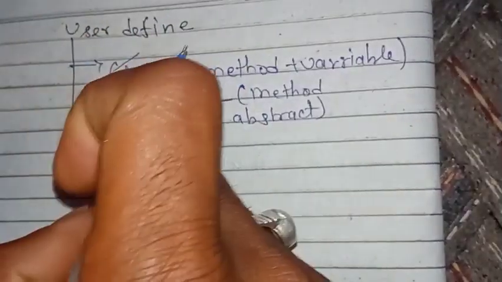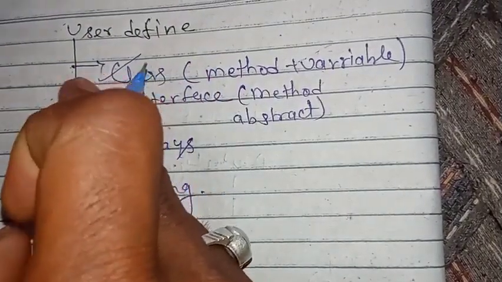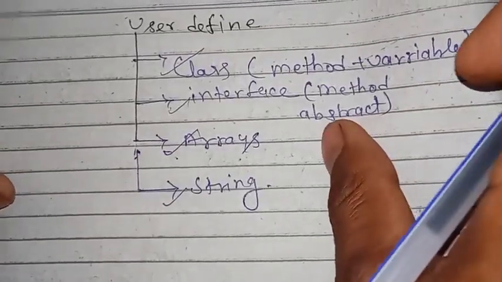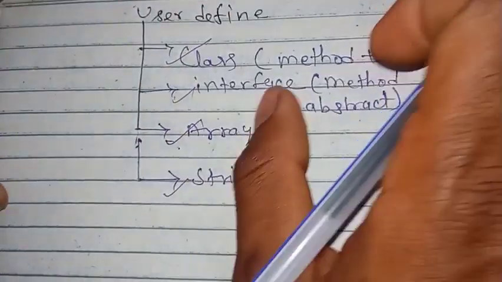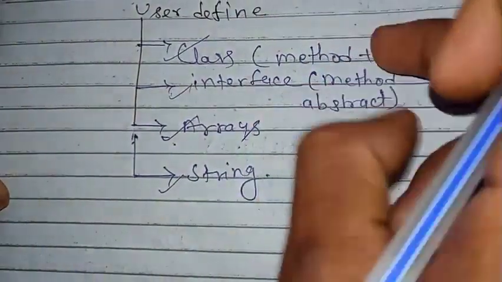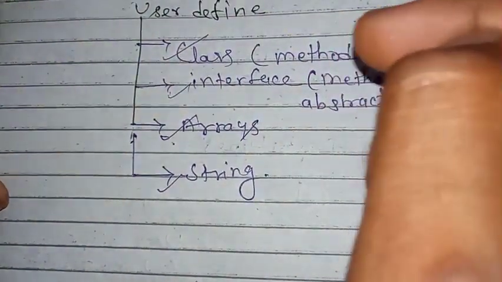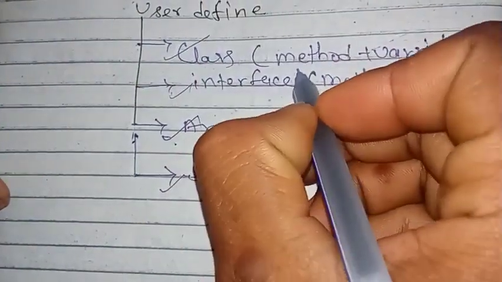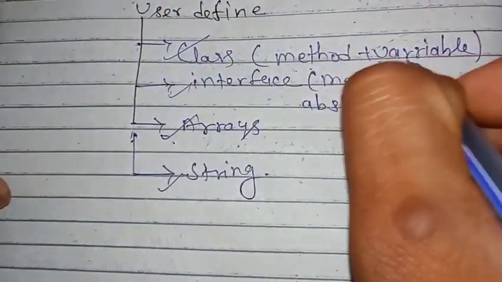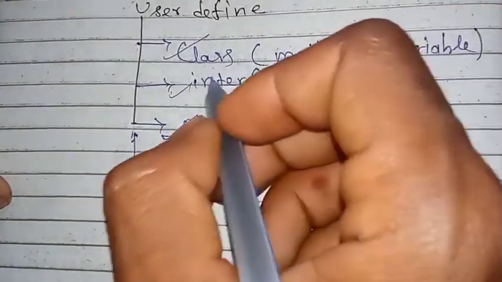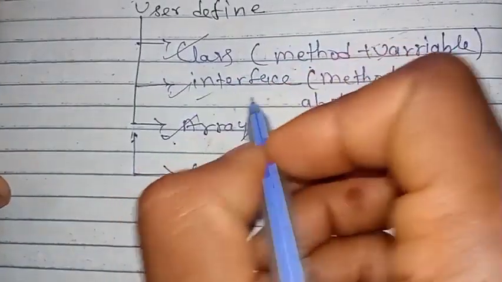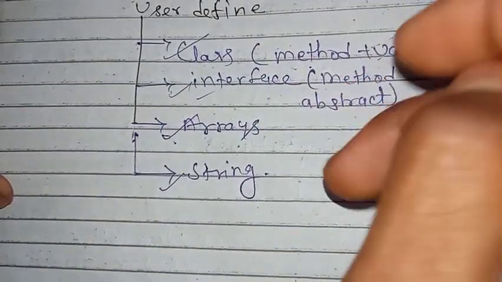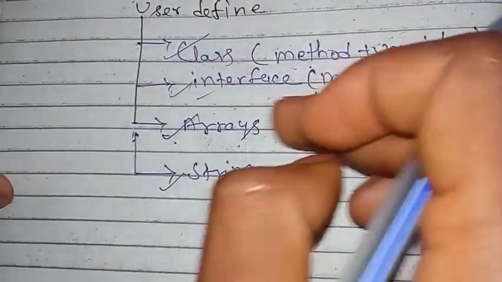I have already discussed the class. If you have not seen my video, please go to the description box, where I have dropped the video link. Check it and see the full video on the class. A class is a collection of methods and variables. Interface is the same as a class, but it has abstract methods.